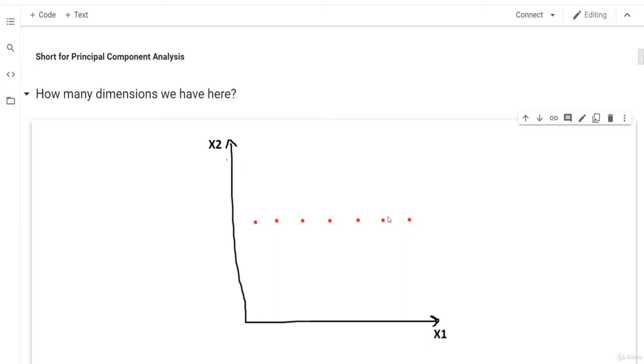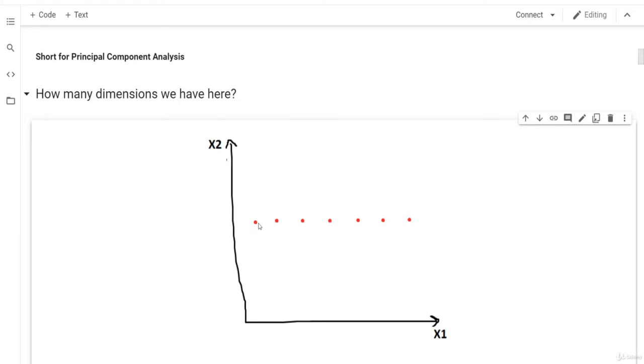And this is the distribution of the data. This is what we get when we plot the data, right? If I ask you how many dimensions we have here, we have two, right? The data has two dimensions. But in fact, we can represent the full data using only one dimension, right? We can draw a line here, and after drawing this line, we have only one dimension.